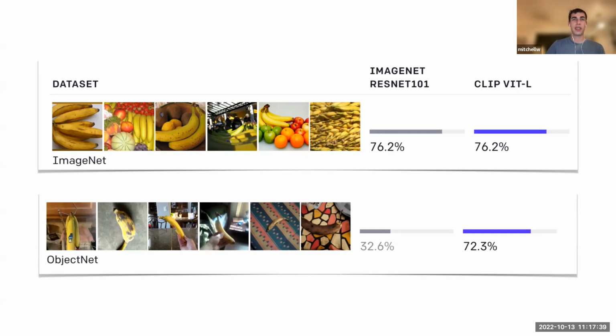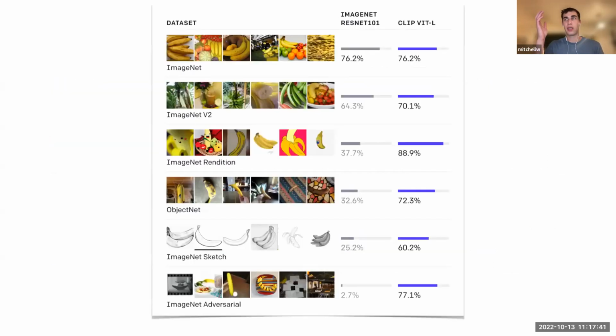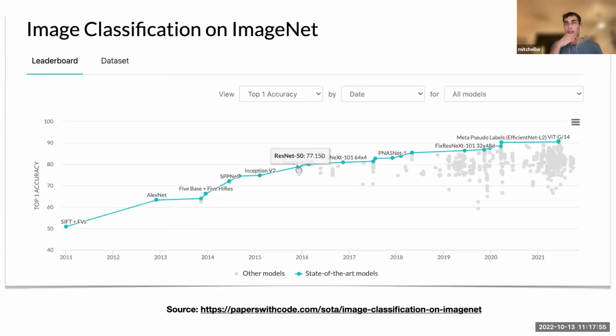And it's not just ObjectNet, it's on all of these other distribution shifts here. However, to put this 76 number for ImageNet in context, it's where state of the art was around 6 or so years ago, how things were looking in 2016. So there's still room for improvement here.